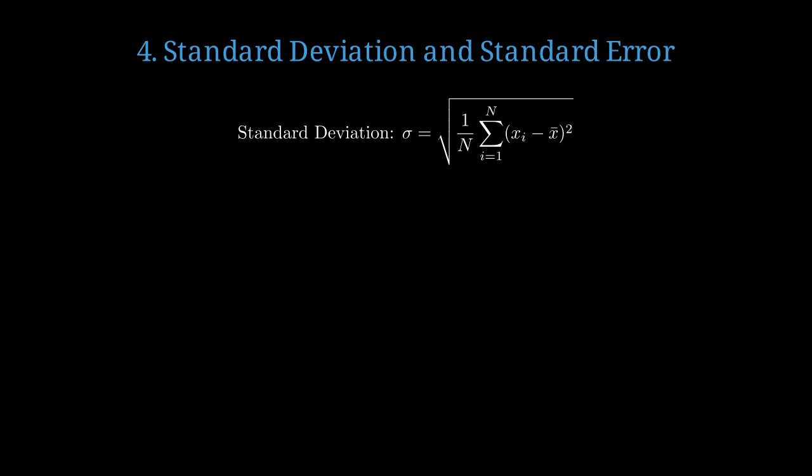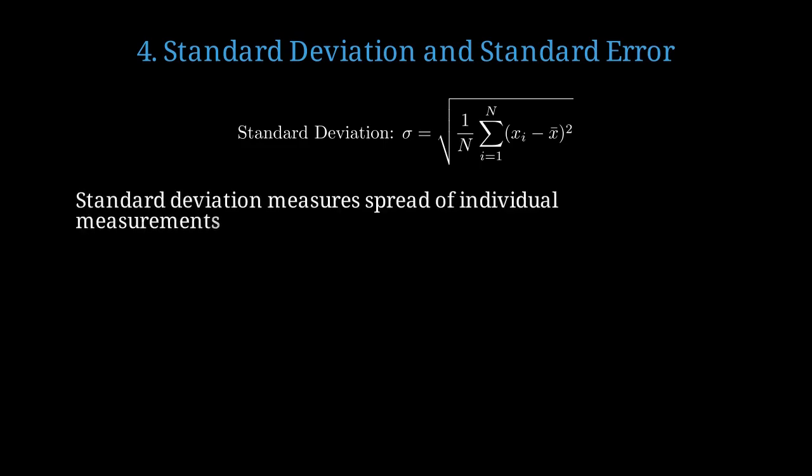Two crucial statistical measures for quantifying uncertainty are standard deviation and standard error. Standard deviation, denoted sigma, is the square root of the average squared deviation from the mean. It measures the spread of individual measurements. Standard deviation tells us how spread out our individual measurements are from the average value. Standard error equals standard deviation divided by the square root of n, where n is the number of measurements.